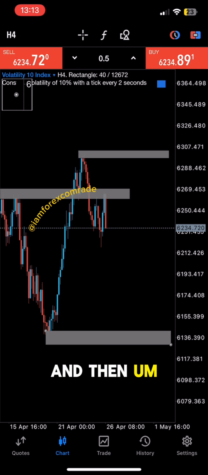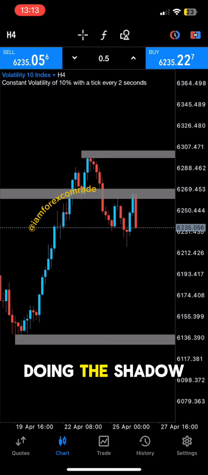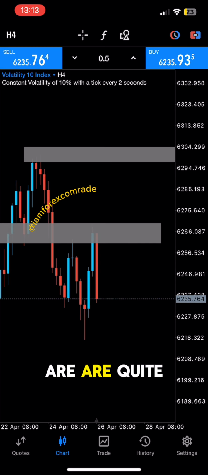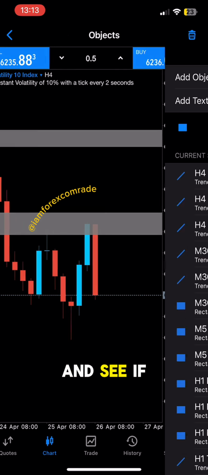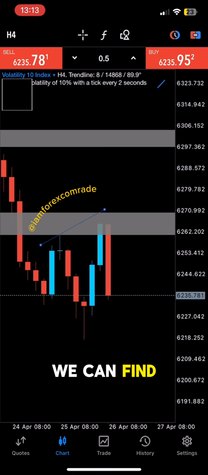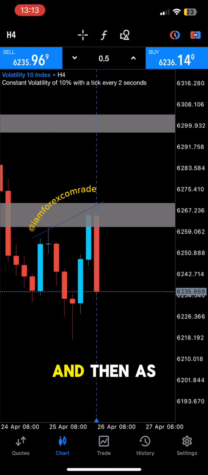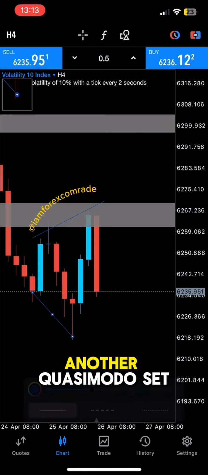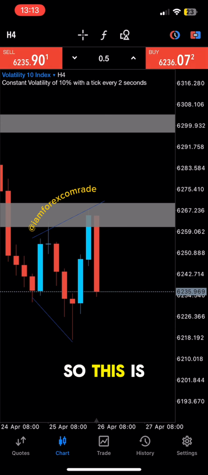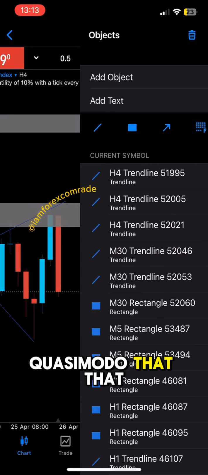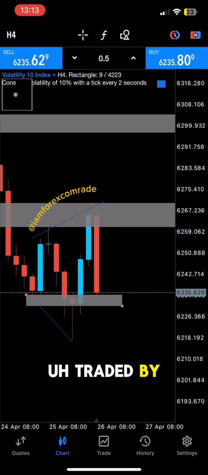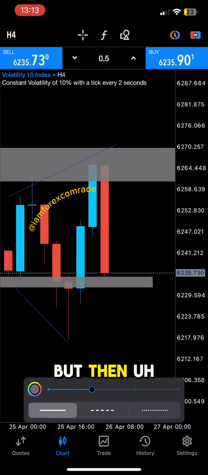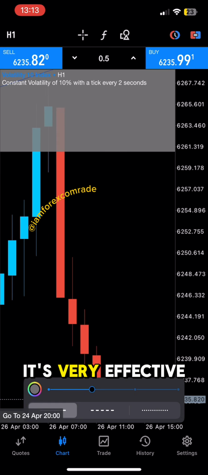And then as you can see, I'm currently doing the shadow zone. These shadow zones are quite simple. Now let's zoom in and see if we can find another pattern. And then as you can see, there was another Quasimodo setup. This is the kind of Quasimodo that is usually traded by Sagex. It might be small, but it's very effective.